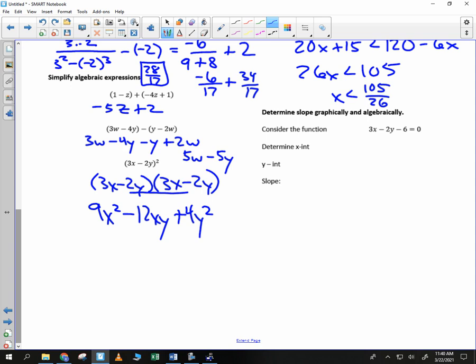I promise you're going to have a question about linear functions and determining intercepts and slope. See if you can determine the x-intercept, the y-intercept, and the slope of this linear function. Go.